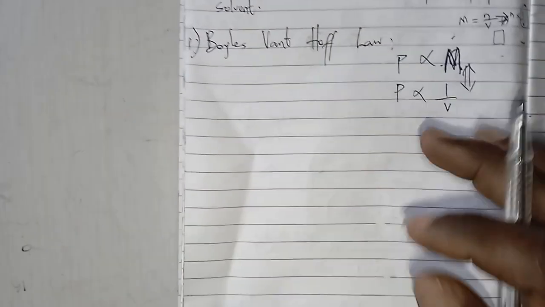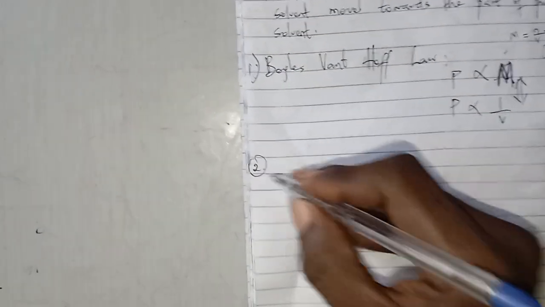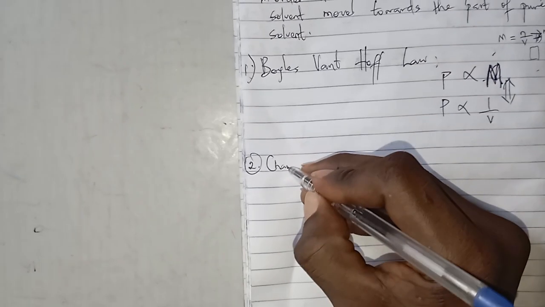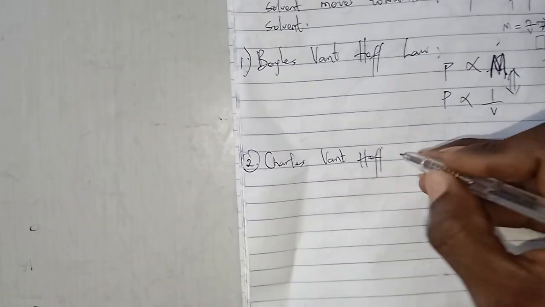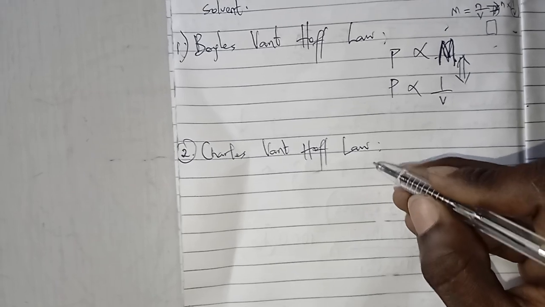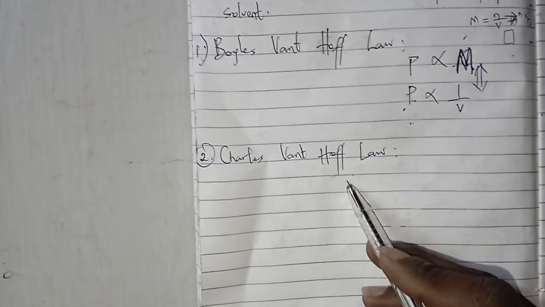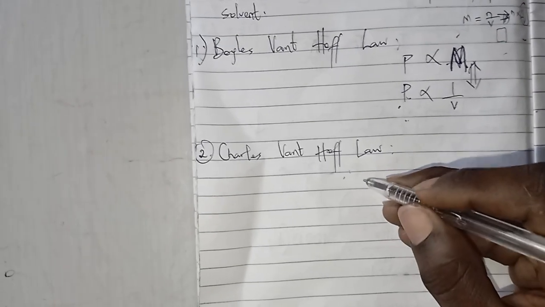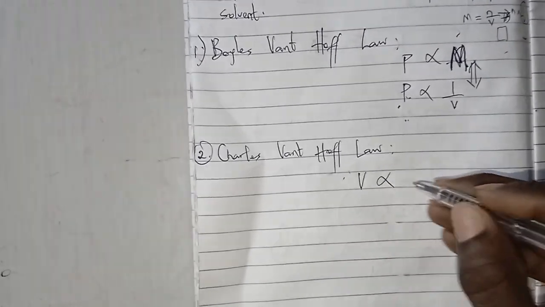From there we move to the second law, which is Charles Van't Hoff law. This law is gotten from Charles' law. Remember that Boyle's law is at constant temperature. Charles Van't Hoff law states that at constant pressure, volume is directly proportional to temperature.